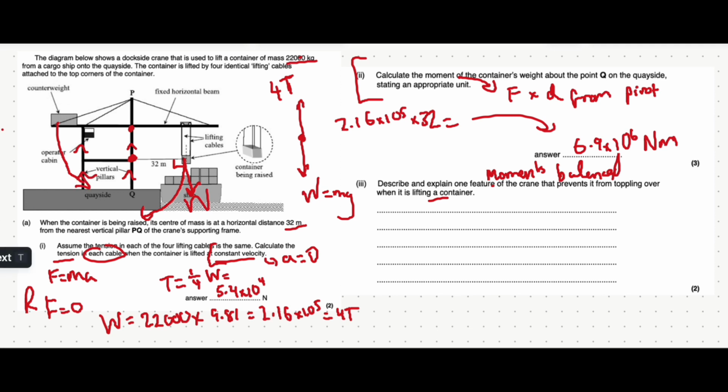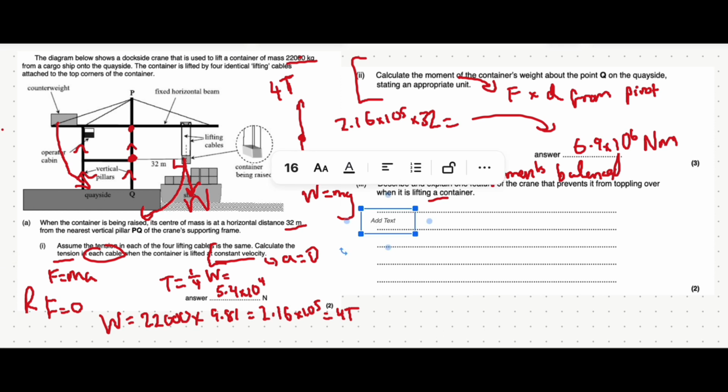So because those moments are balanced, that's what's keeping it in equilibrium. If one moment was larger than the other, then it would turn towards that larger moment. If the moment created by this mass is larger than the moment created by this counterweight, then it would turn clockwise, following the direction of the mass itself.